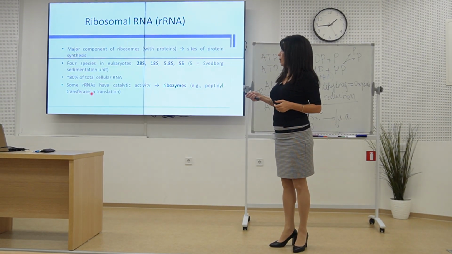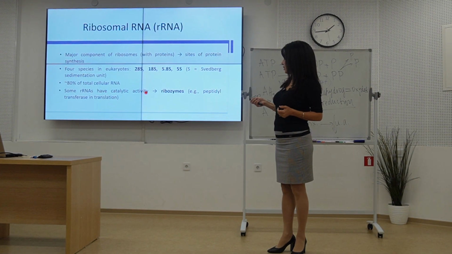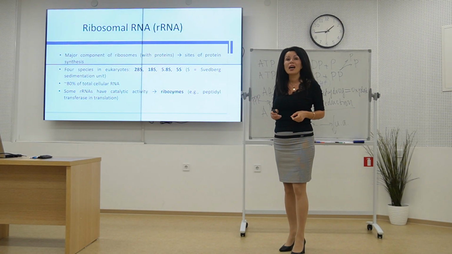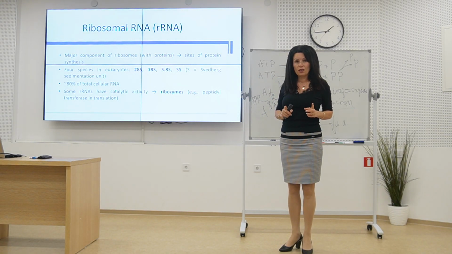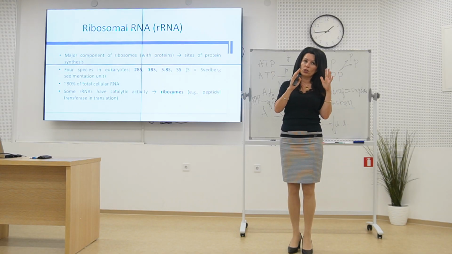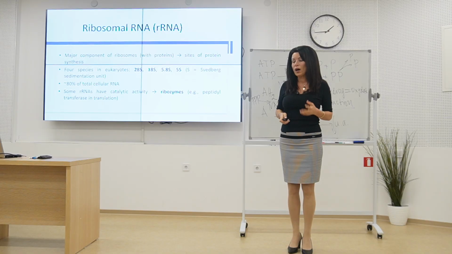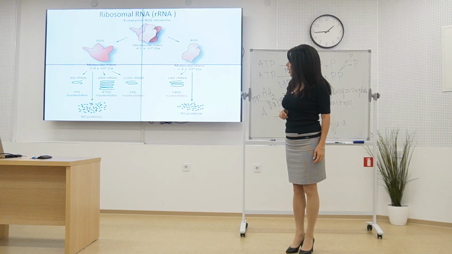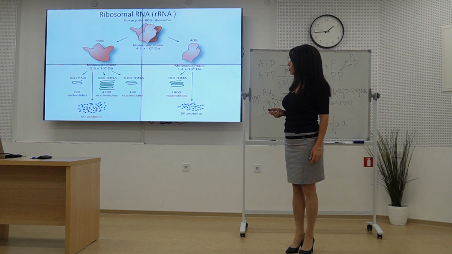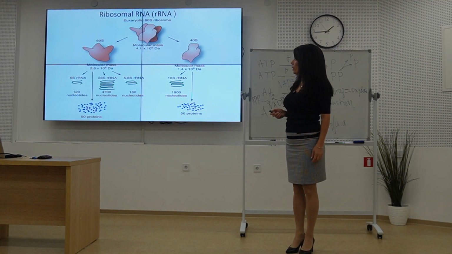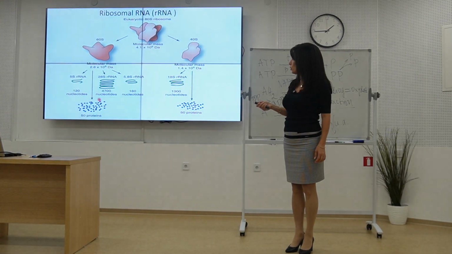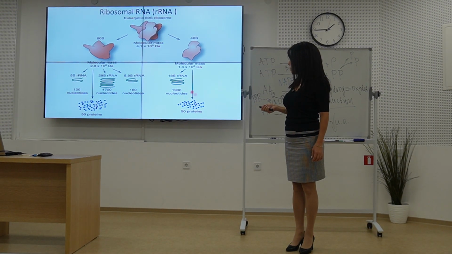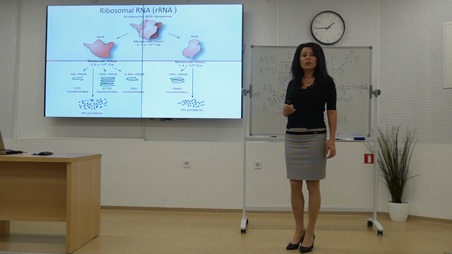And don't forget that some RNA molecules have catalytic activity, and they are called ribozymes. Ribozymes means enzymes. We know that most of the enzymes are proteins, but some of them are called ribozymes. And this is the last slide, which shows the formation of ribosomes: the combination, again, between rRNA and proteins, and look how many proteins are involved here or here. Many proteins which have a structural function.